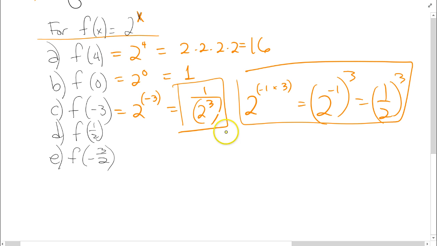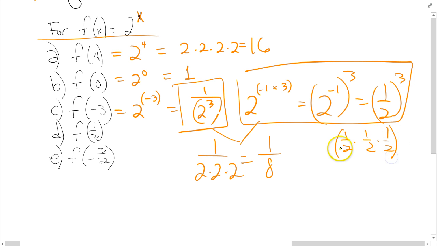So let's do this. I'm going to use this way. 2 cubed is 2 times 2 times 2. So that would be 2 times 2 is 4, times 2 is 8. And 1/2 to the 3rd power would be 1/2 times 1/2 times 1/2. And that, of course, is 1/8.